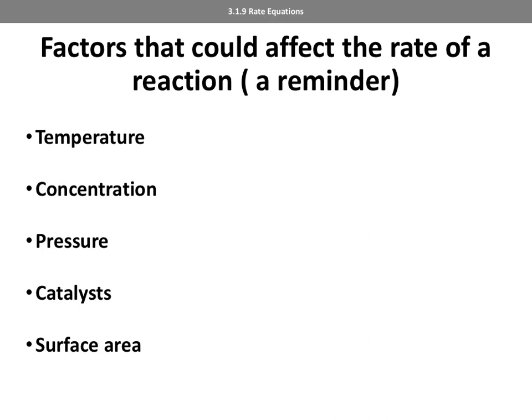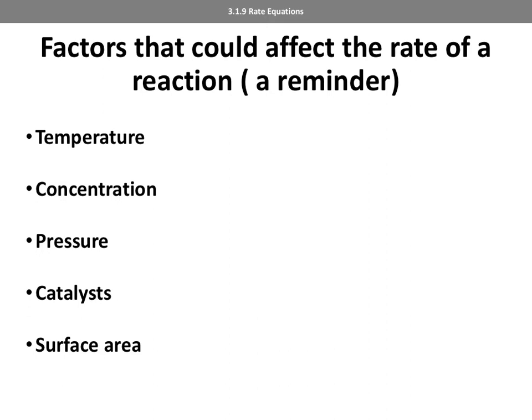Catalysts, using a catalyst results in a lower activation energy and therefore a greater proportion of successful collisions. We could see that more clearly when we did the Maxwell-Boltzmann curves. And then finally, surface area. So increasing the surface area increased the frequency of successful collisions. So the rate was a measure of how many successful collisions were happening per unit time.